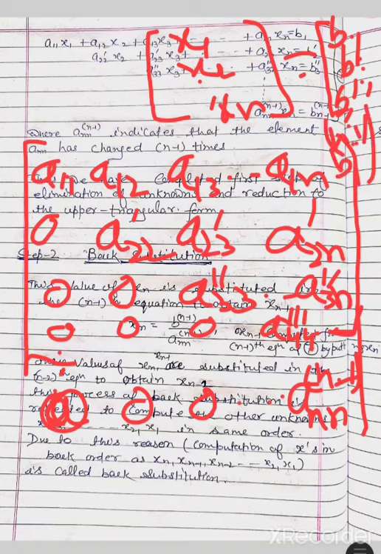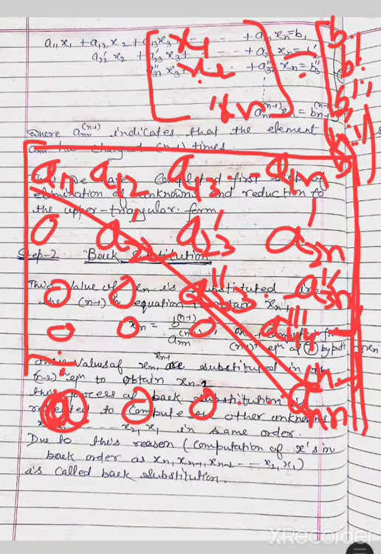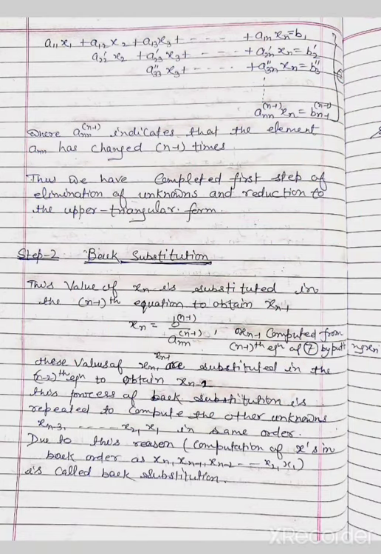So we can see here that this equation system forms an upper triangular matrix. This is the upper triangular matrix. That's why this equation system is called having the upper triangular form. Now about the second step. The second step is the back substitution.